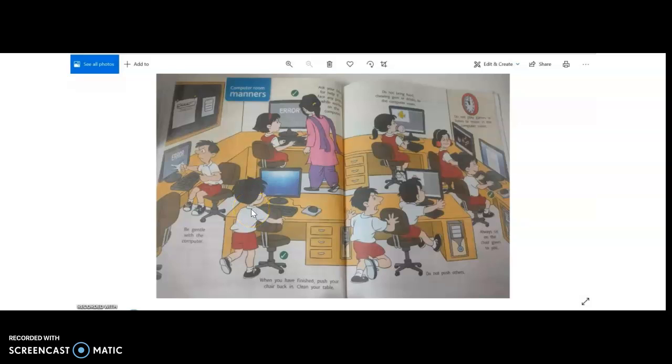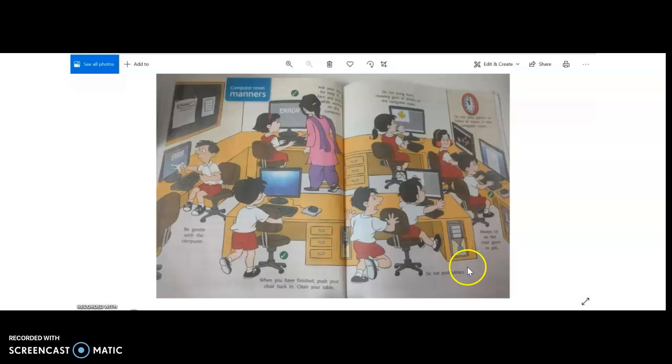When you are taken to the lab, sometimes your teacher asks you to bring your books, pencil, eraser or your pencil box. So when you are leaving the computer lab and going back to the class, you should take all the books, erasers, pencils or pencil boxes neatly, clean the table, put back the chair, keep the mouse in its own place, and switch off the desktop. All these you have to do and then leave the computer lab. When you have finished, push your chair back in and clean your table.